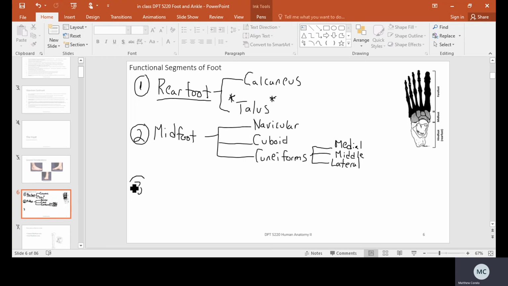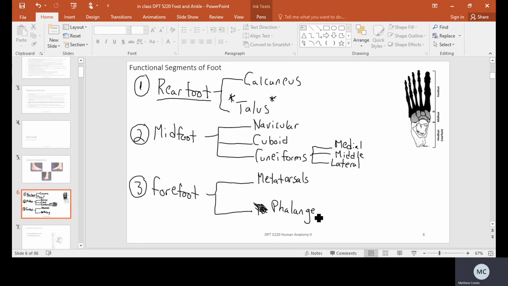My forefoot is going to have 2 basic sections. Now, each of these are going to have multiple pieces and multiple parts. I'm going to have my metatarsals, and then I'm going to have my tarsals. I'm sorry, I'm not going to have my tarsals. I'm going to have my phalanges, or my digits.